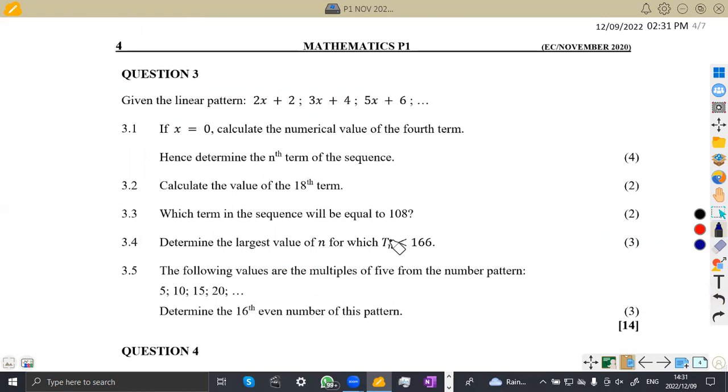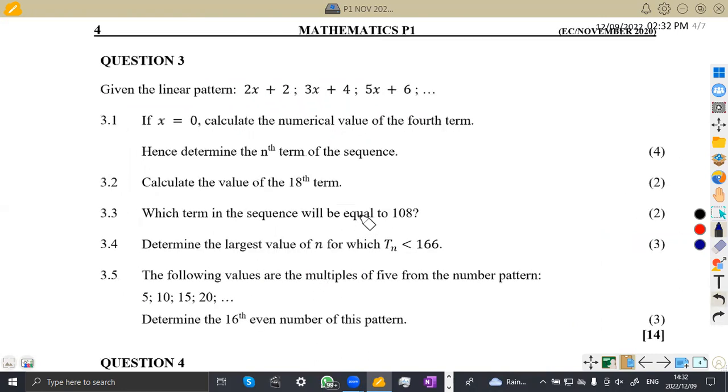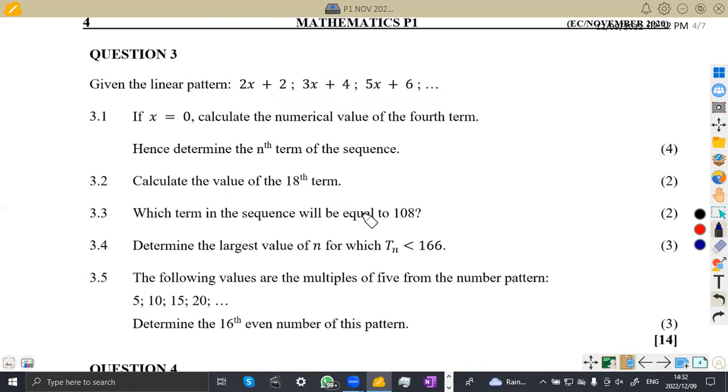All right, on question number 3, we are now given a linear pattern: 2x plus 2, 3x plus 4, 5x plus 6, and so on. On 3.1, if x is equal to 0, calculate the numerical value of the fourth term. If x is equal to 0, that's a 0 here, a 0 here, a 0 here. So we are going to remain with 2, 4, 6 as a new expression.